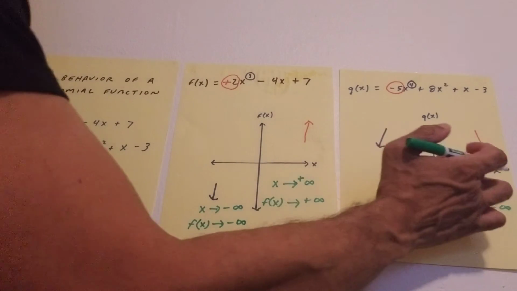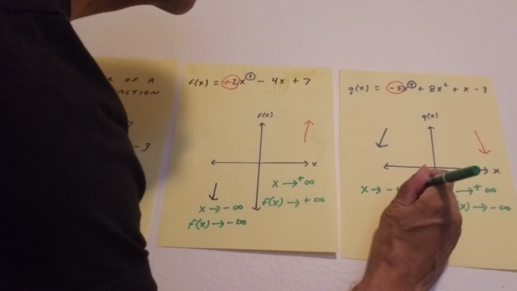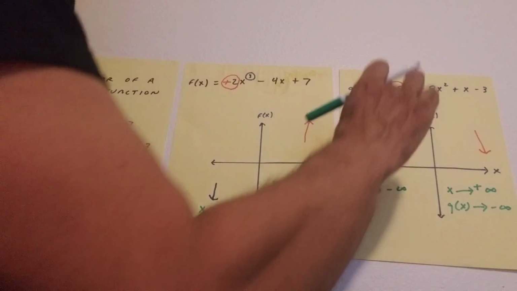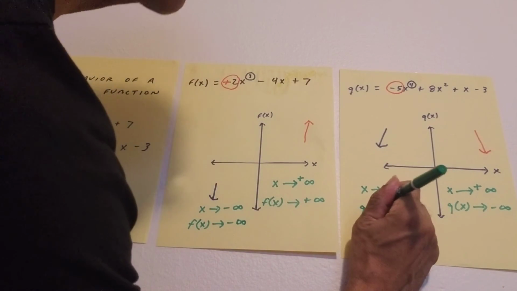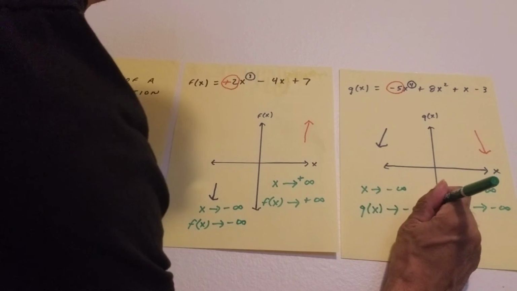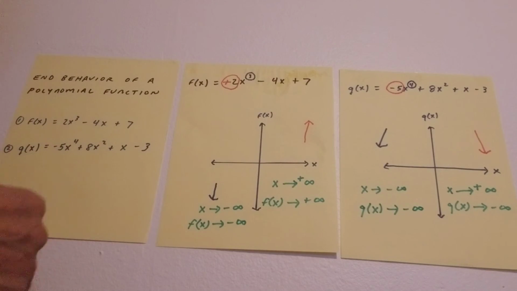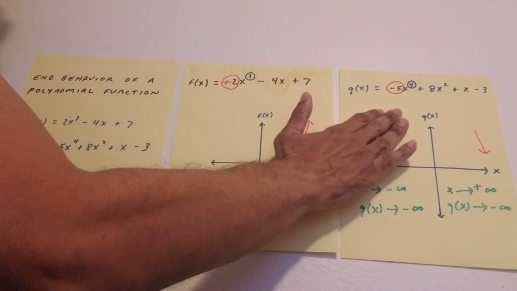Looking at the g function on the left-hand side, as x approaches negative infinity, the left direction, the g function is going down. The function is approaching negative infinity. That's the end behavior for this f function. That's the end behavior for this g function.